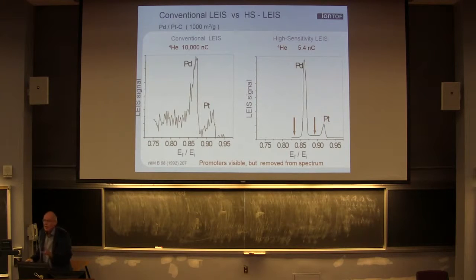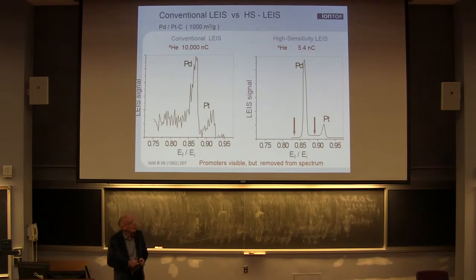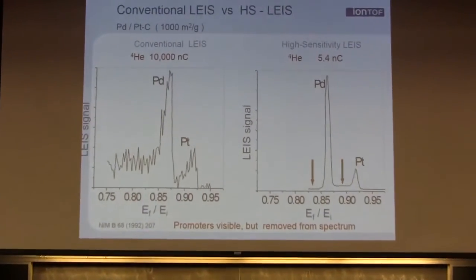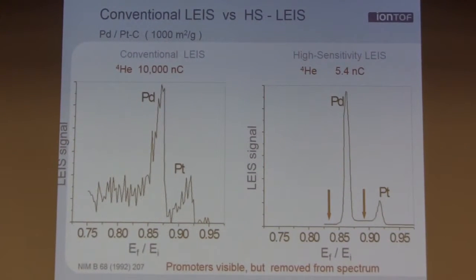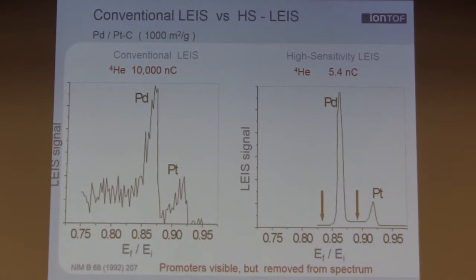Okay. This is an old example, but it does illustrate what the impact of this development is. This is a catalyst of palladium platinum nanoparticles on a carbon support. So you have a very rough surface of about, say, 1,000 or more square meters per gram. So it's not flat, it's a real catalyst. And there is a little bit of platinum and palladium, too little to see, certainly in those days, with any XPS machine. You couldn't even see that it was there.